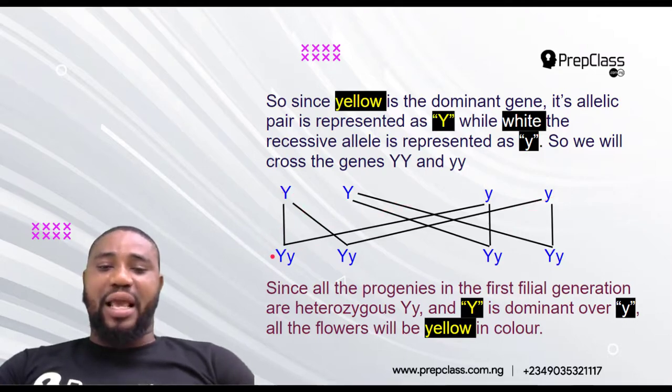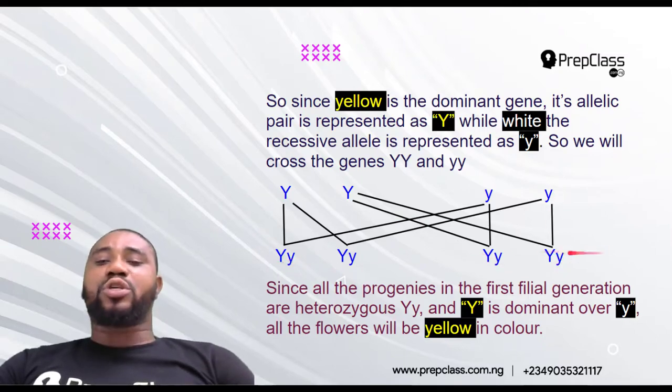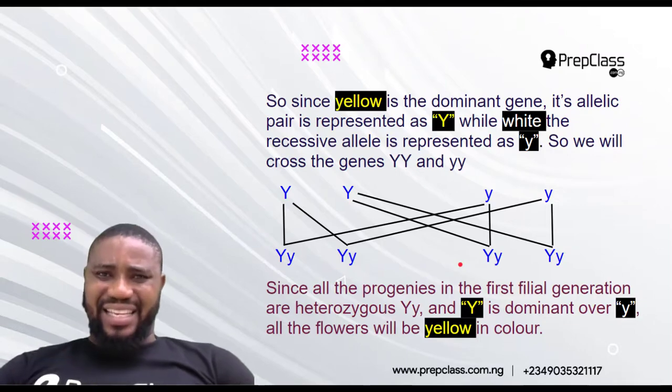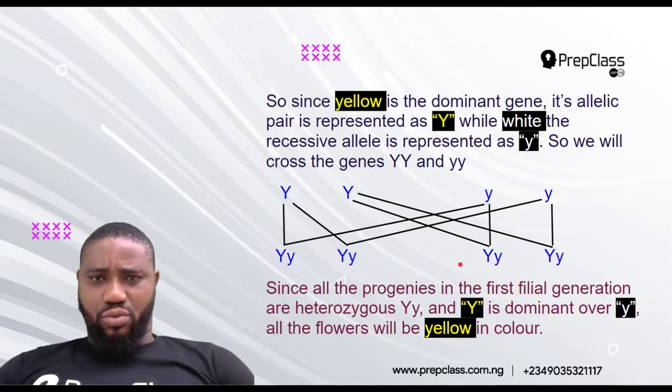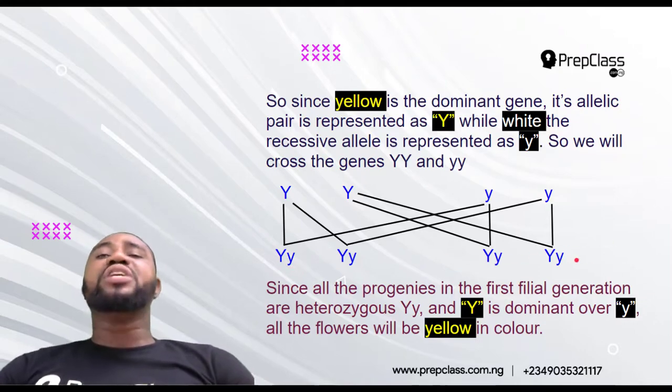I have capital Y, one yellow, one white. This one will cross with this one. I have yellow allele, white allele. This one will cross with this one. I have yellow, white. This one will cross with this one. I have yellow, white. Now, you are going to be getting yellow white, yellow white, yellow white. But what we show physically is yellow. So the flowers in the first filial generation will all be yellow in color.